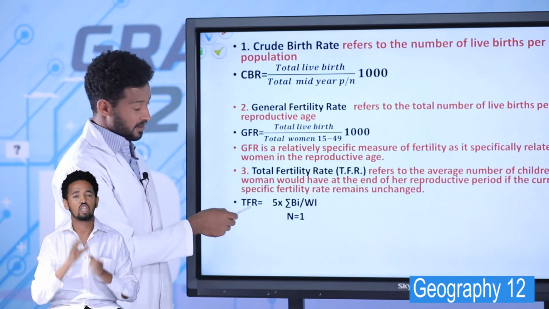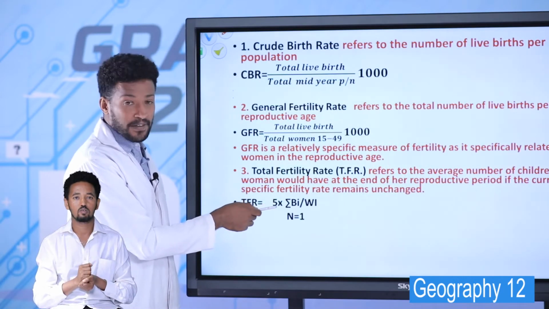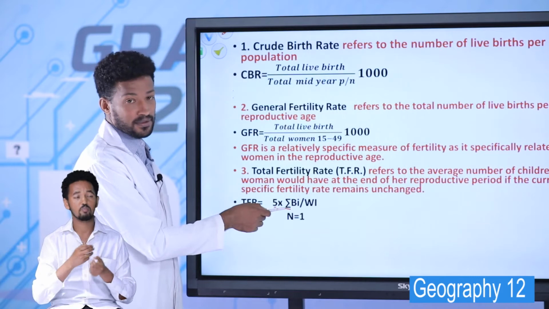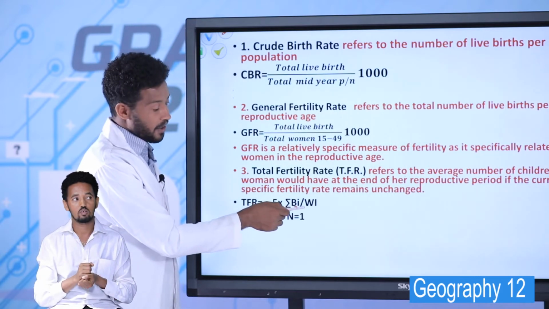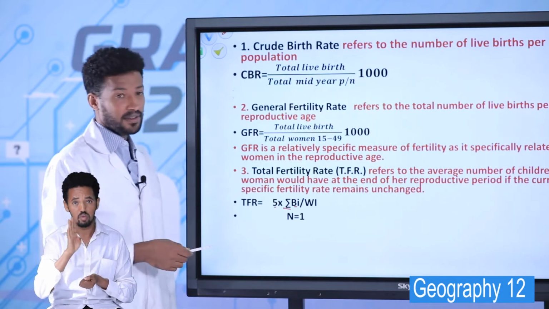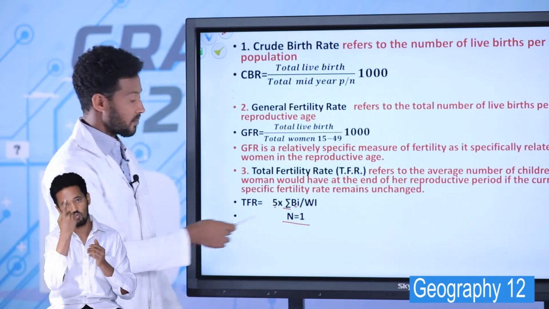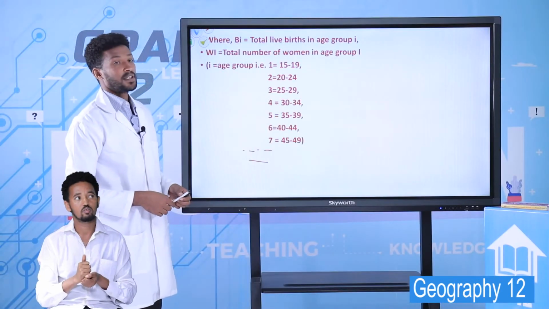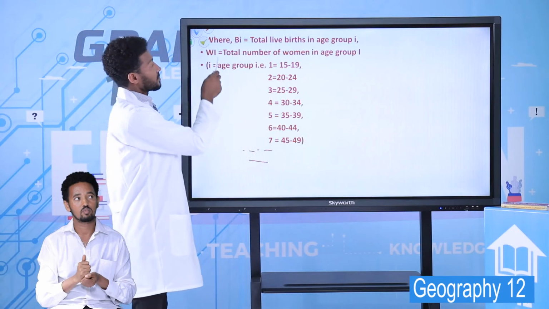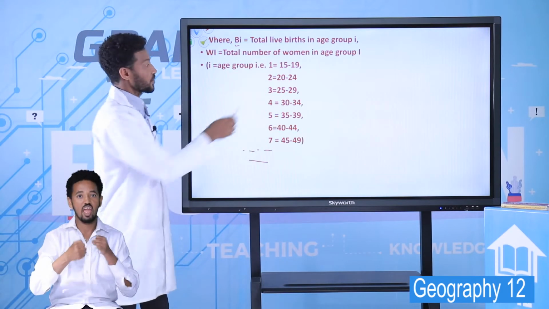The formula is 5 times the summation of Bi over Wi, from i equals 1 to n. What do these letters represent? Bi means the total live births in age groups. Age groups are this one.